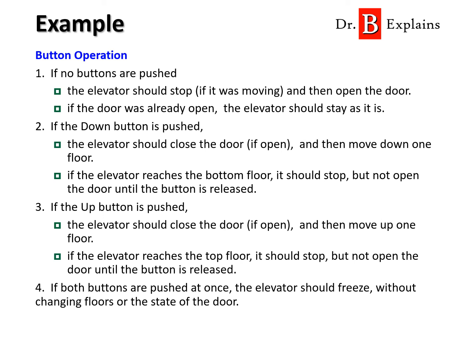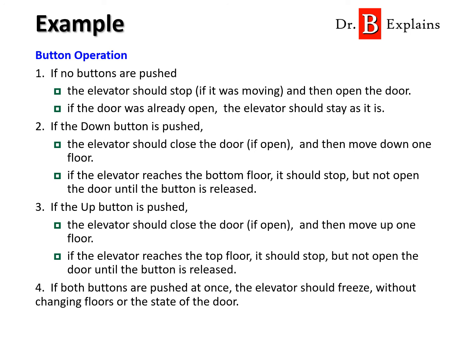More details are that if no buttons are pushed, the elevator stops and then it opens the door. If the elevator was already open, the elevator should stay as it is. If the down button is pushed, then the elevator should close the door and then move down 1 floor. If the elevator reaches the bottom floor, it should stop and not open the door until the button is released.